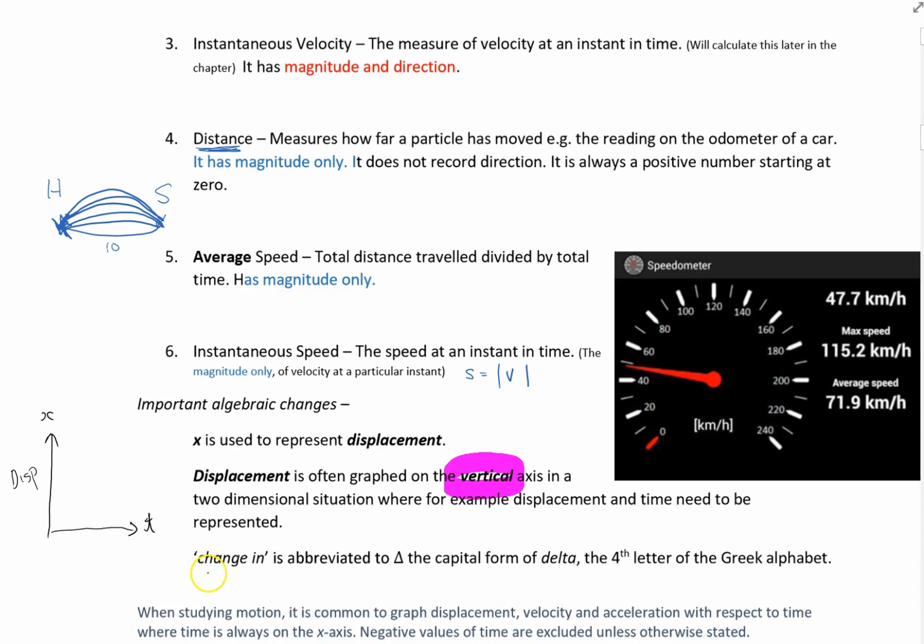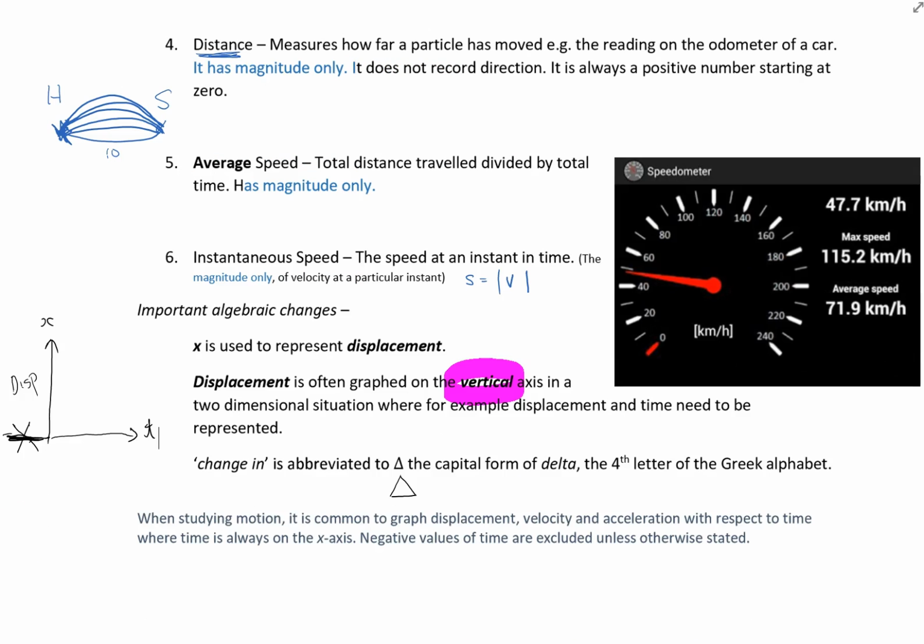You'll also see change in is abbreviated to this symbol, which is just the capital form of delta, which is the 4th letter of the Greek alphabet. And we don't consider negative time. So we don't have an axis going down here in the negative direction for time. We don't consider that. I'll stop the video there and talk about the rest in another video.